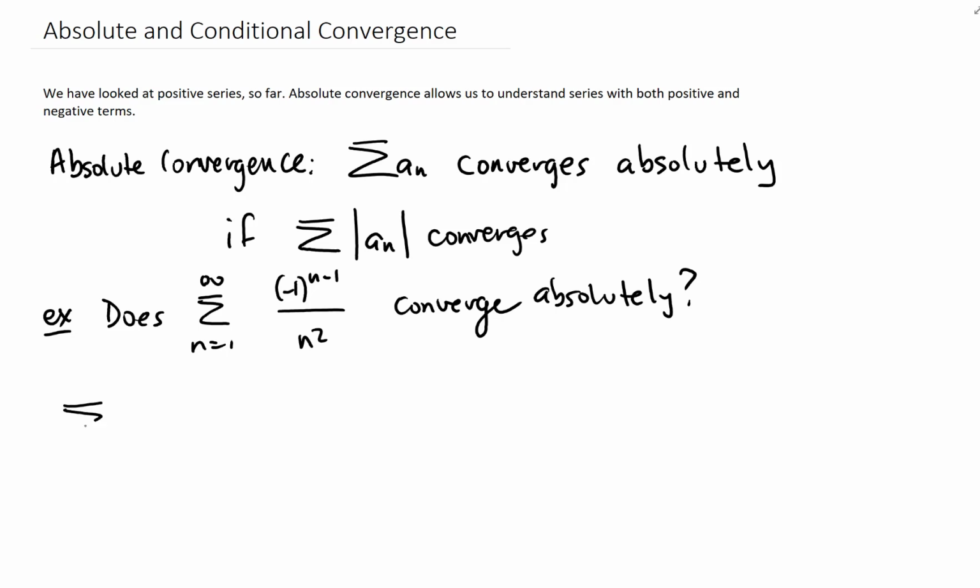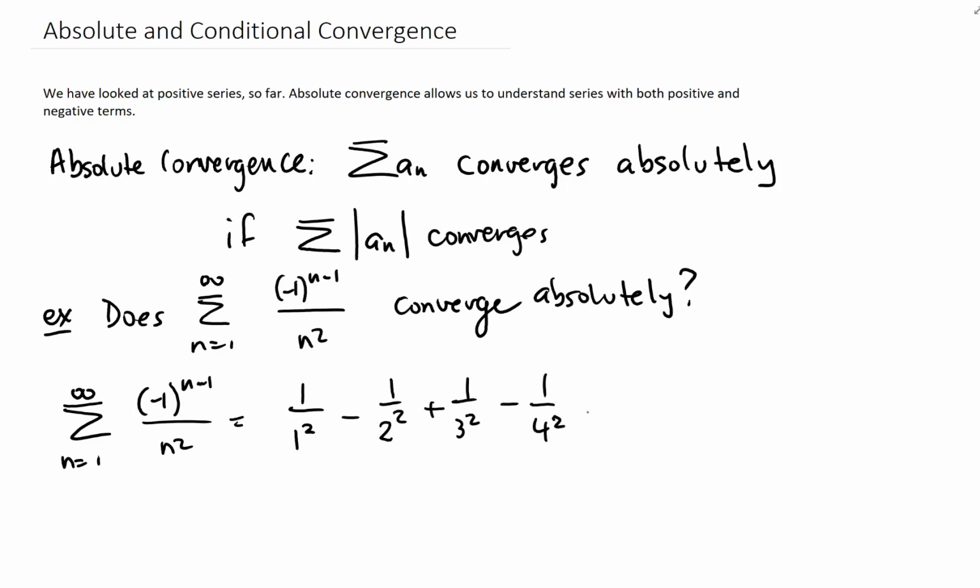Well, we could start with that, and we could even look at what these terms are. So when you put 1 in, you get 1 over 1 squared. When you put 2 in, you get negative 1 over 2 squared. And this pattern continues with alternating terms.